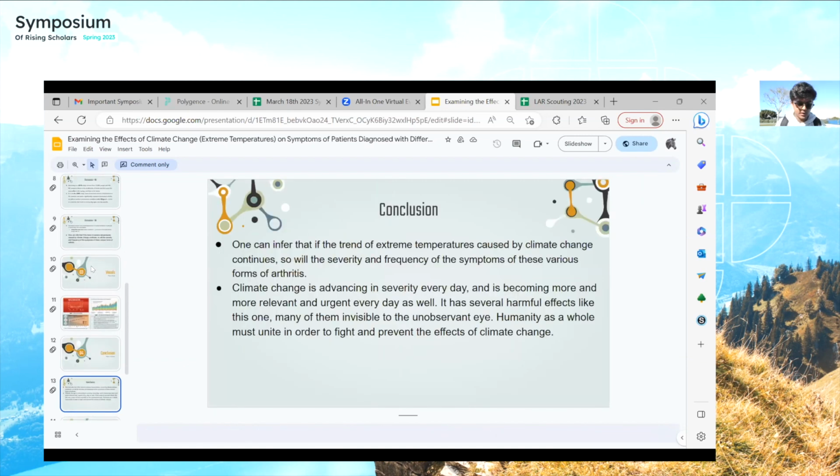Okay, so yeah, sort of a recap. One can infer that if the trend of extreme temperatures caused by climate change continues, so will the severity and so will the frequency of these symptoms. They will also increase and continue to increase.